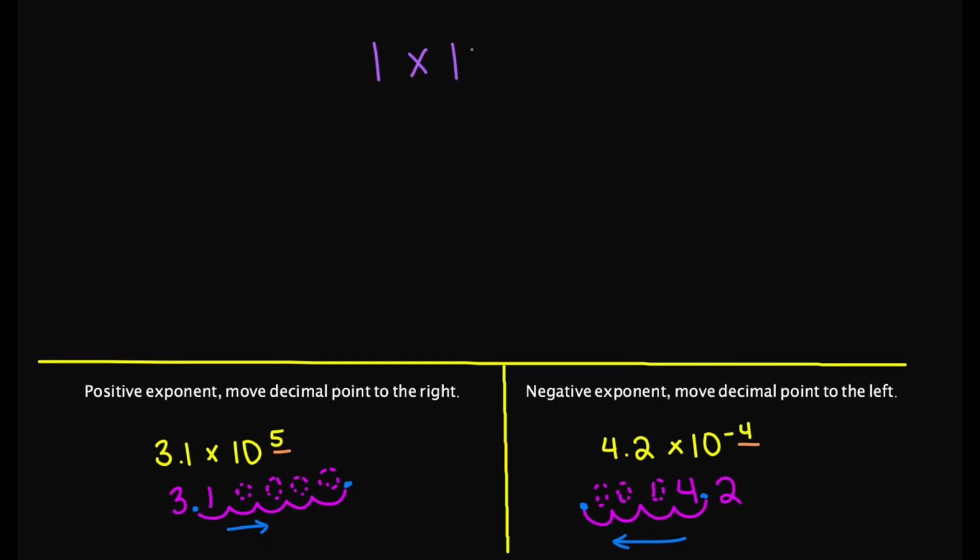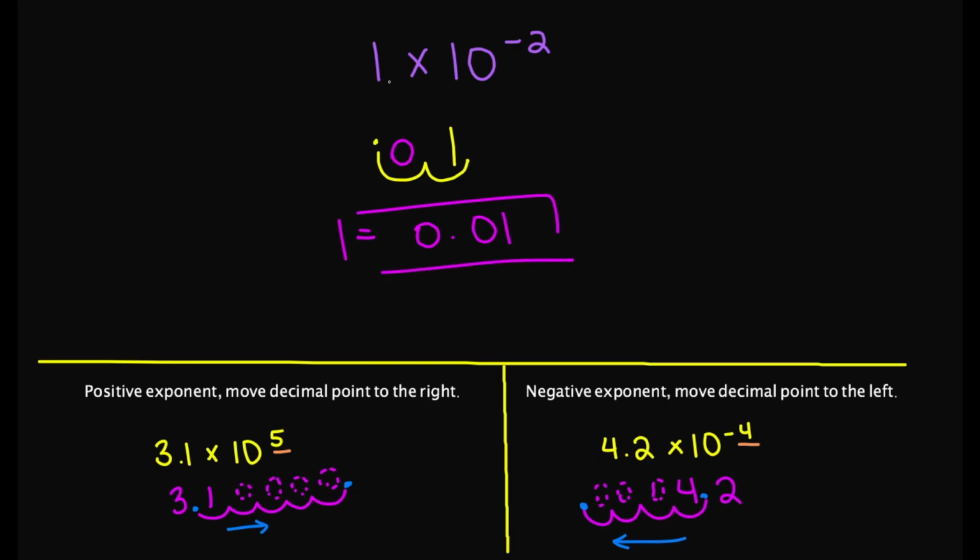1 times 10 to the -2nd power. So because I have a negative exponent, I am going to move my decimal 2 places to the left. So I have my 1 here. And if I move my decimal 2 places to the left, I'm going to have 1, 2. My new decimal is going to be right here, and your 0 will be here. So your final answer is going to be 0.01. And this is your answer here.